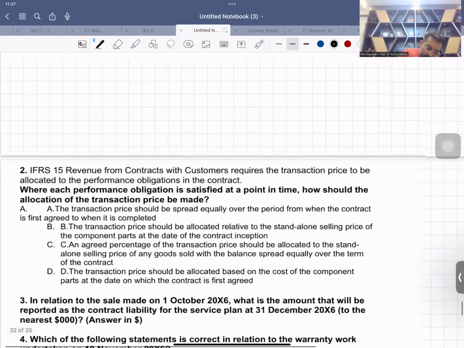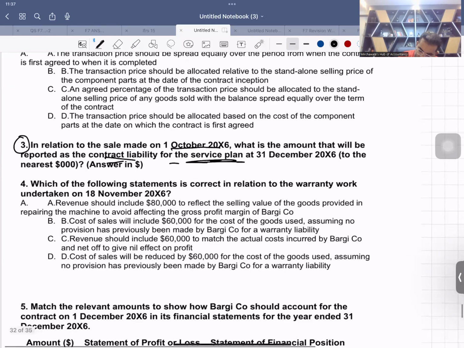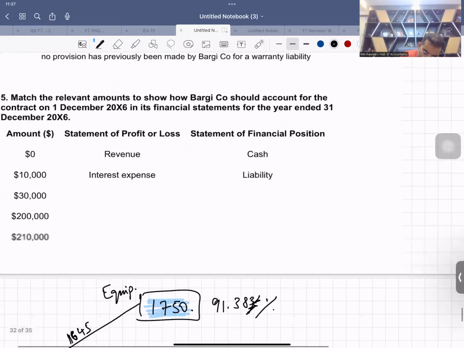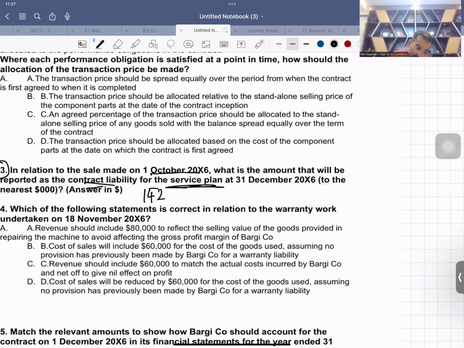Yes, this is point number 3. In relation to the sale made on 1st October X6, what is the amount that will be reported as a contract liability for the service plan? Remember the service plan, it will be 142. The answer is 142,000, but we can write it as 142 because to the nearest thousand, 142 is the answer.